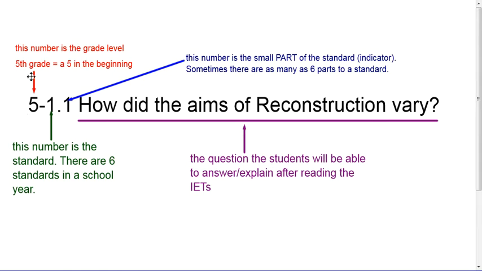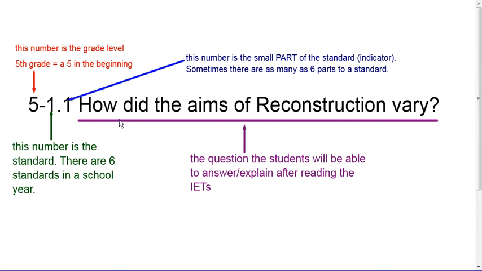This is the 5 in 5-1.1. Okay, the 5 is the grade level. We're in 5th grade, so everything that we do this year is going to start with a 5. Okay, this green one right here, this is the number that is the standard. There are 6 standards in an entire school year. So we're grade 5, standard 1, and then this one with the blue line attached to it, this is the small part of the standard or the indicator. Sometimes there are as many as 6 parts or indicators to a standard, so that number is going to change with every new set of notes within a standard.